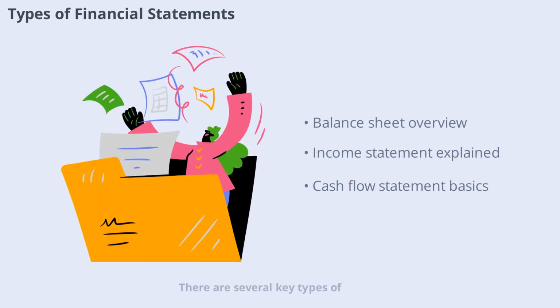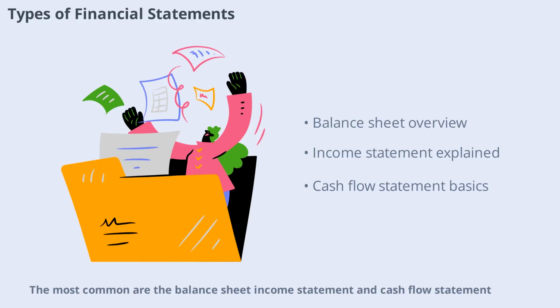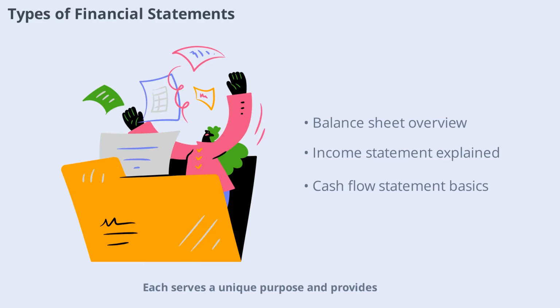There are several key types of financial statements that every business prepares. The most common are the balance sheet, income statement, and cash flow statement. Each serves a unique purpose and provides different insights into a company's financial status. The balance sheet shows assets, liabilities, and equity at a specific point in time. The income statement details revenues and expenses over a period, revealing profitability. The cash flow statement tracks the movement of cash, highlighting operational, investing, and financing activities. Understanding these documents is the first step in financial analysis.